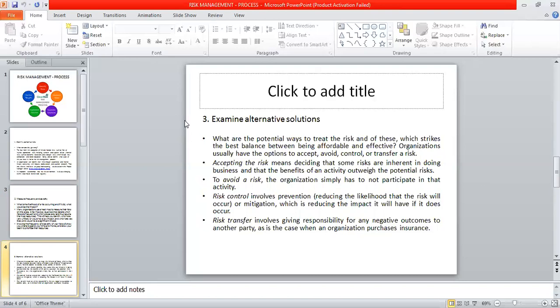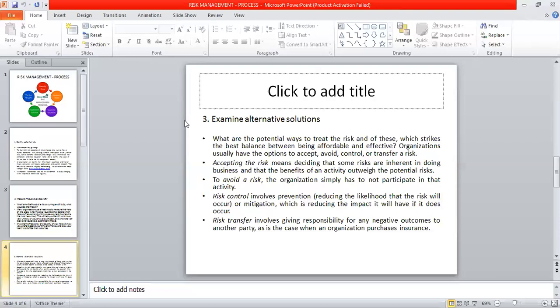So organizations usually have the options to accept, to avoid, to control, and to transfer a risk. So we examine alternative solutions, which means potential risk treatment. Once the risk has been identified and measured, or you can say assessed, we apply techniques to manage the risk, which fall into the following categories I have written here. The first I have written is accepting the risk.